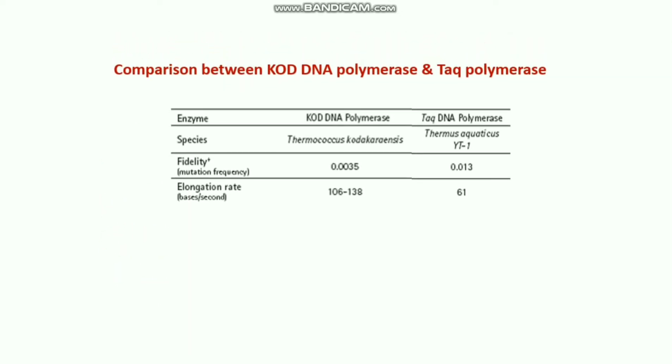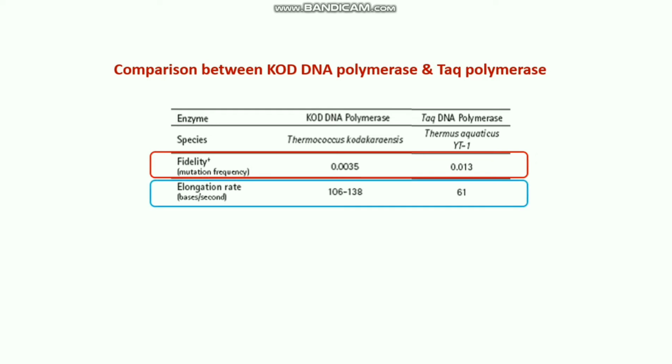This is the comparison between the KOD DNA polymerase and Taq DNA polymerase. For the KOD DNA polymerase, the mutation rate or insertion of wrong bases is much lower compared to the Taq DNA polymerase. And the amplification rate for the KOD DNA polymerase is 106 to 138 bases per second. But in case of the Taq DNA polymerase, it's only 61 bases per second, so KOD DNA polymerase is around 3 times faster than the Taq DNA polymerase.